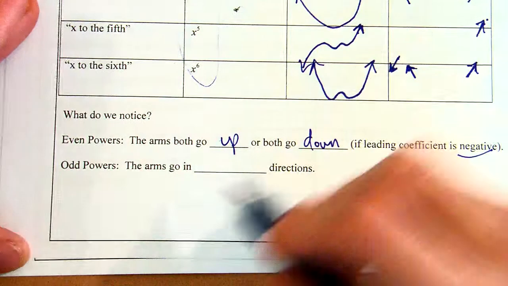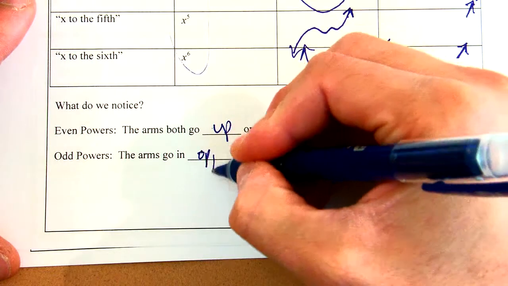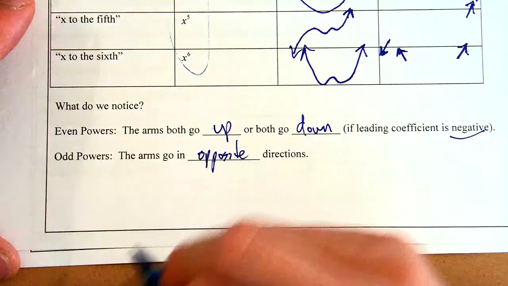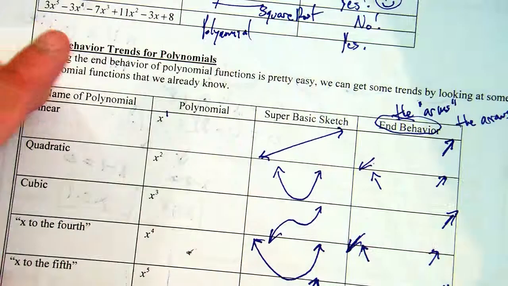Okay. Now, odd powers. The arms go in opposite directions, basically. We're going to practice doing this more over here, but this was the basic outline of the rules here.